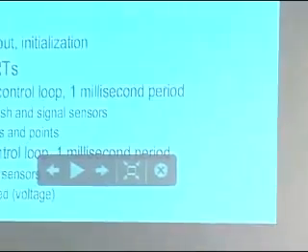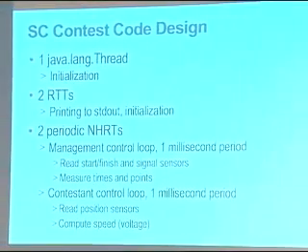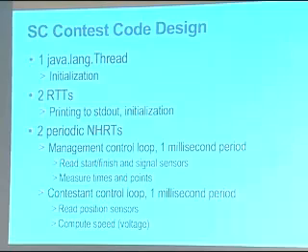It's really nice because the lights do a lot of flashing. There's one Java Lang thread for initialization and 2 real-time threads doing printouts, because you don't want to call print from an NHRT. It goes through the I/O subsystem, which is not real-time, and it causes the NHRT to miss deadlines and miss sensors.